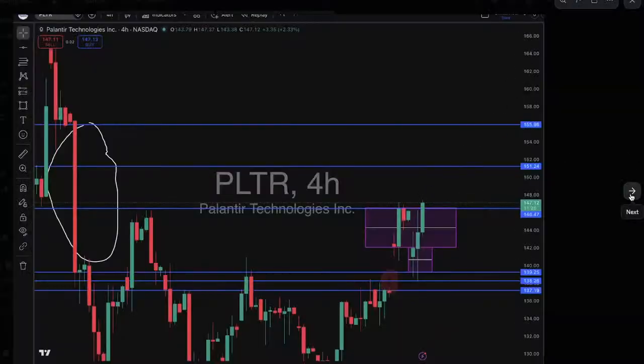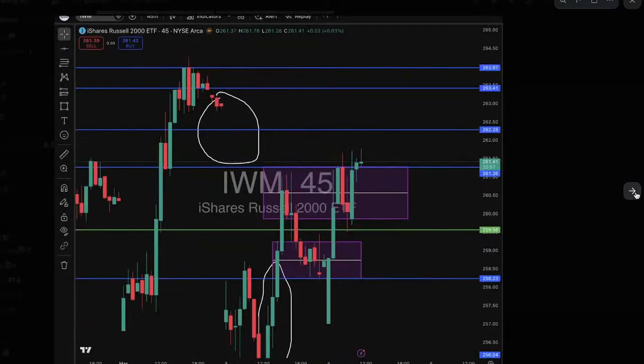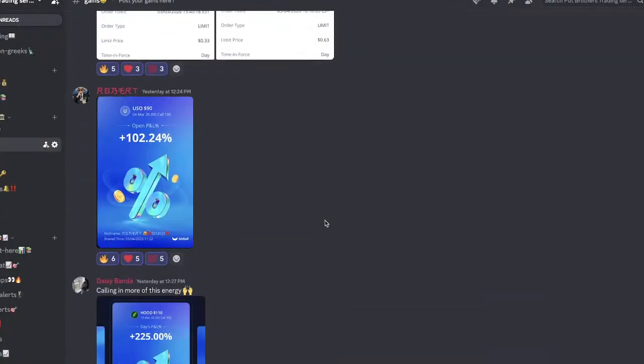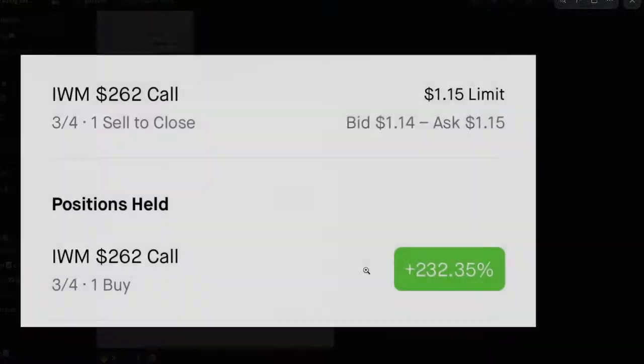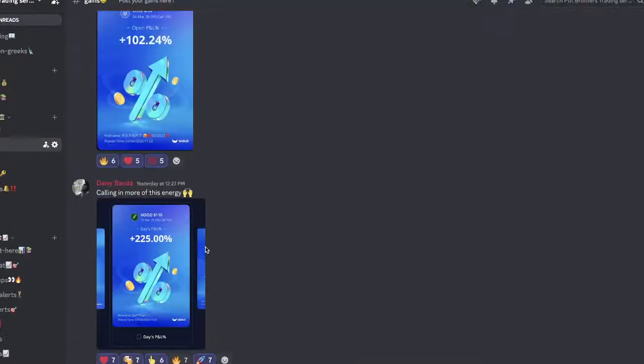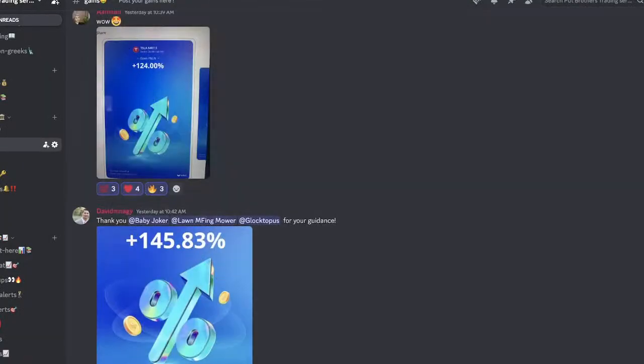So yeah, I don't care where it goes, as long as it goes somewhere, I got a little play for it. So that's what I would want to see. Trades like this is what I would want to see. But yeah, overall, crazy week.